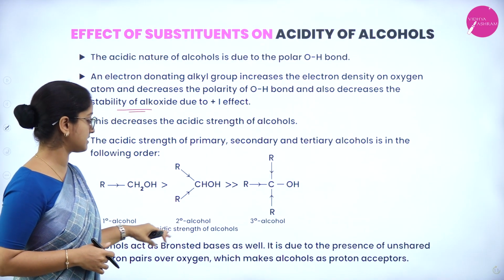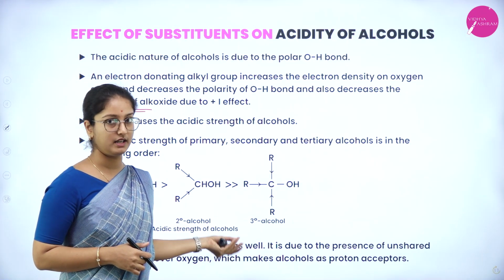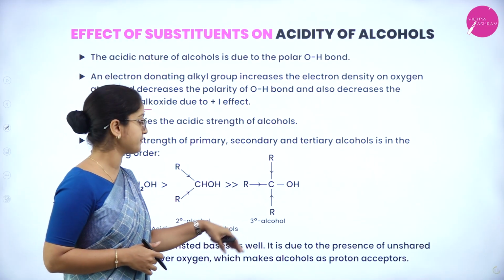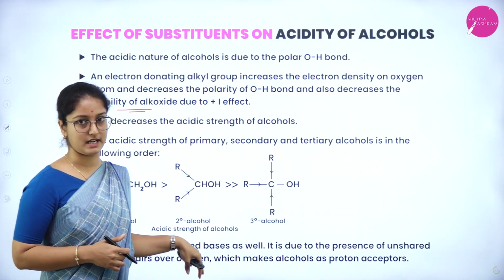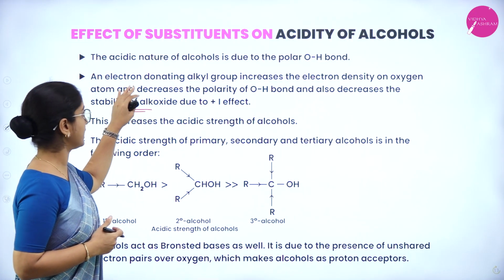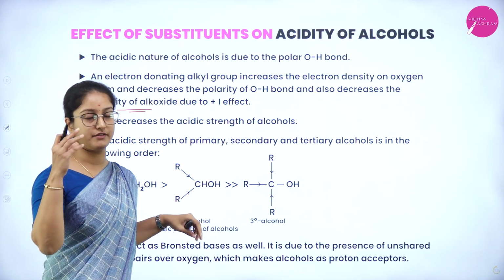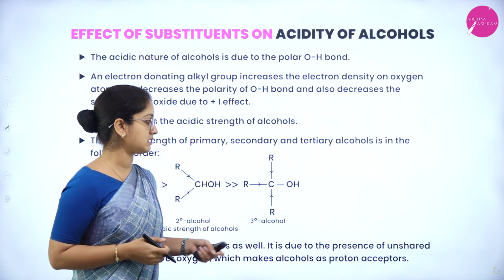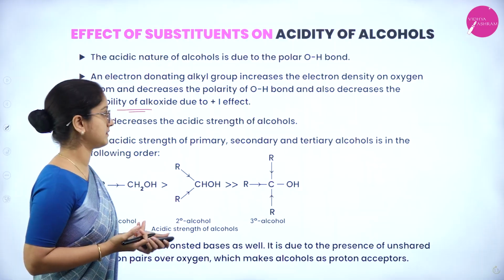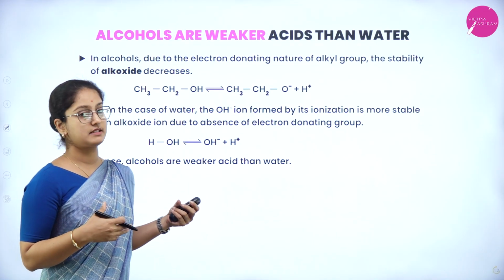Alcohol acts as Bronsted bases as well as Bronsted acids. It is due to the presence of unshared electron pairs over the oxygen atom. The electron donating group pushes more electrons towards the oxygen atom, which makes alcohols proton acceptors. Then, alcohols are weaker acids than water.